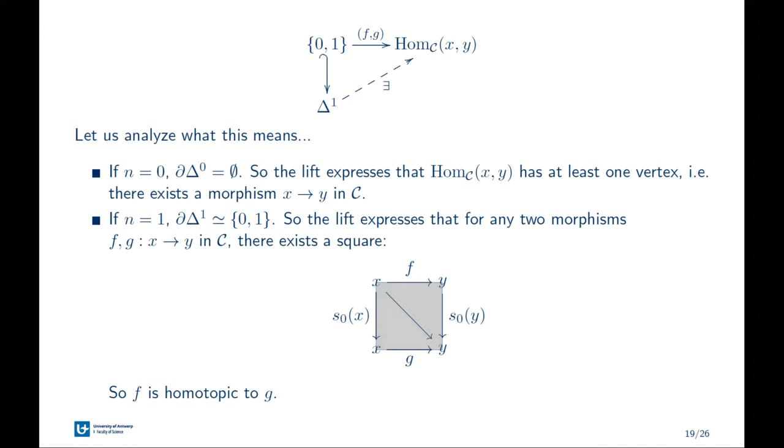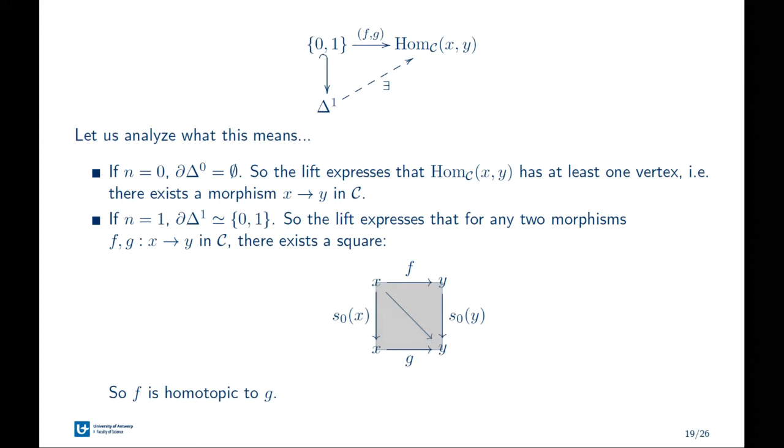And having the condition that I can extend this map to a line segment means that there exists a one simplex in my space which connects f and g. So in other words, for any two arbitrary morphisms from x to y, there exists a one simplex in my space, but recall one simplices in the space are given by the squares. So for any two such morphisms, I can connect them with a square like this. And now we have this square.